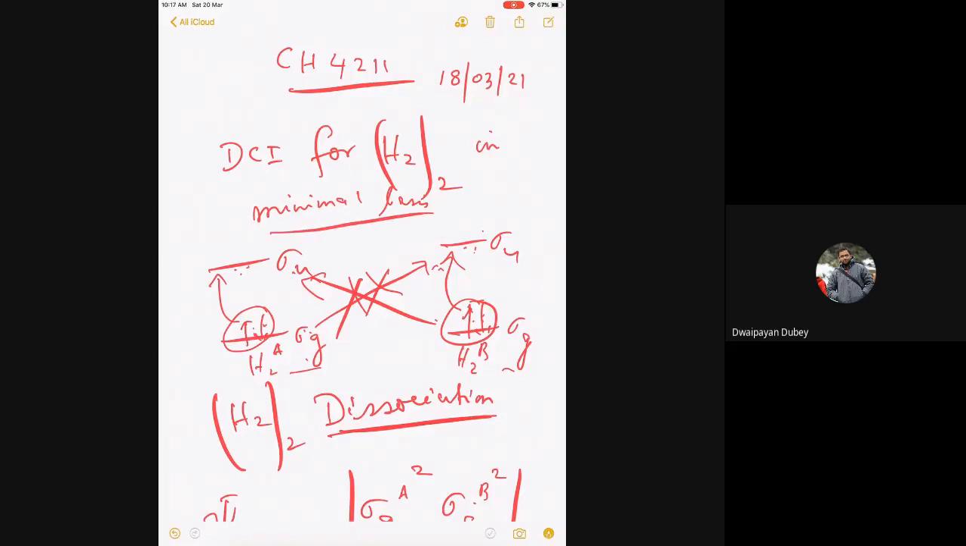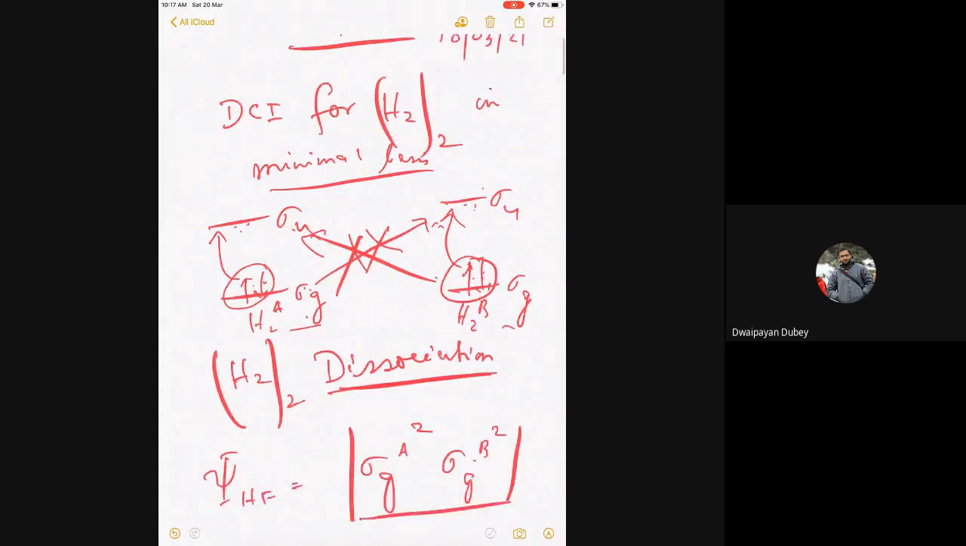It is two functions, one on the atom A and one on atom B, and both the hydrogen molecules are described by the minimal basis. So once you have a minimal basis, you have, am I audible?